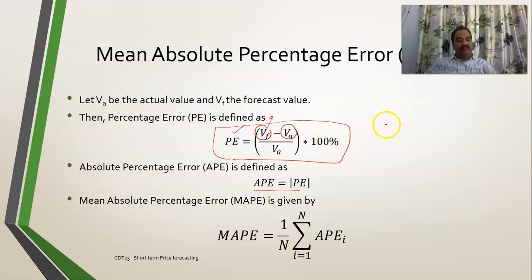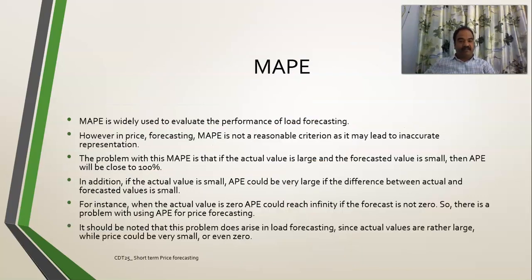And if you have a number of estimates like this, for each of the estimates you calculate the APE, and once you calculate the APE, you determine the average of all these, and this is nothing but the mean absolute percentage error. For any single variable, the forecasted values may vary, and based upon that, the MAPE will vary. MAPE is generally widely used to evaluate the performance of load forecasting.